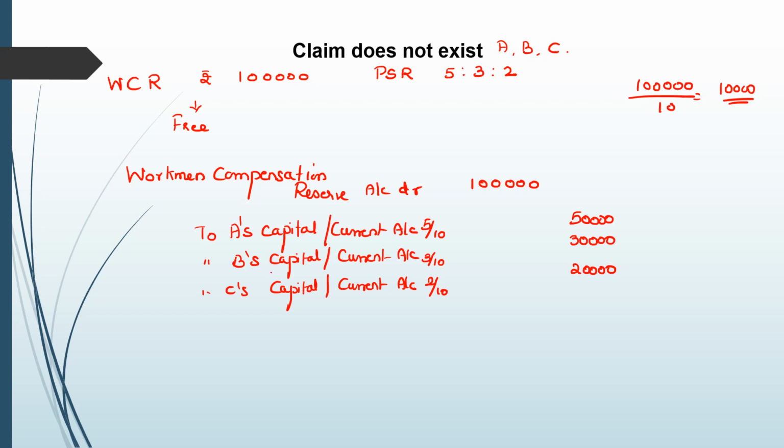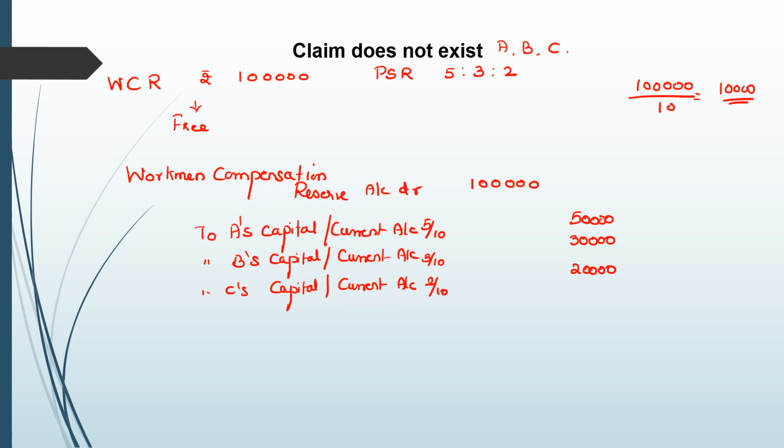If the firm is following fluctuating capital system, you credit it to capital account. But if they are following fixed capital system, you know there are two accounts maintained, capital account and current account, and therefore this transfer should be done to the current account of the partners in their profit sharing ratio. So this is the way in which when there is no claim, the reserve being free, you distribute it off. So you credit it to the partner's capital or current account.